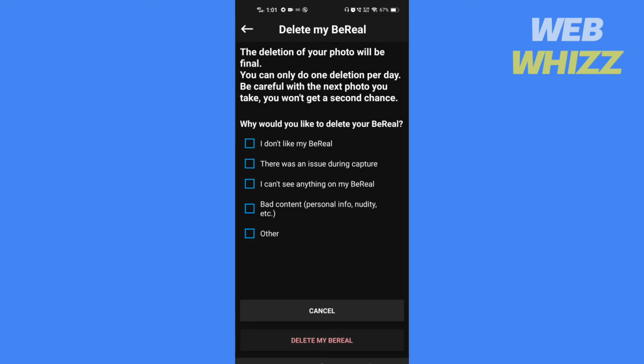Remember that the deletion of your photo will be final, and you can only do one deletion per day. Be careful with the next photo you take. You won't get a second chance to delete your BeReal today.